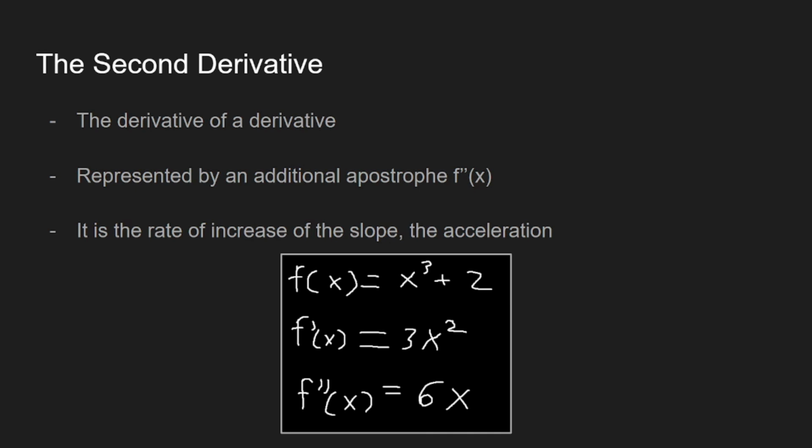We start off with the function f of x equals x to the third plus 2. Then we use the power rule to make that 3x to the 2. And we use the power rule again to make it the second derivative, which is 6x.